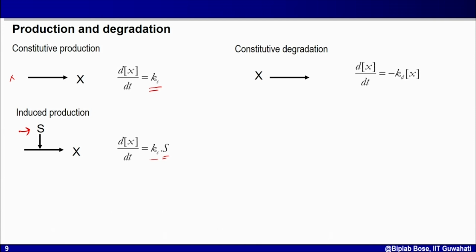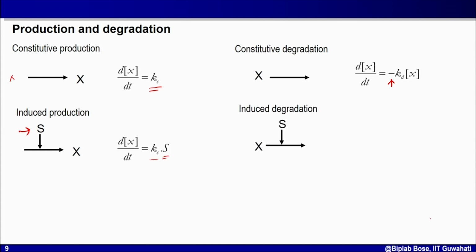And the simplest ODE I can think of using the law of mass action is a first order ODE, where dx dt will be equal to minus Kd into X. Kd is the rate constant for degradation, X is the concentration of the molecule present at that time, and I have given the minus sign because by this degradation the concentration of X is decreasing. So that's why you have the minus sign here. That you have to be very particular about.